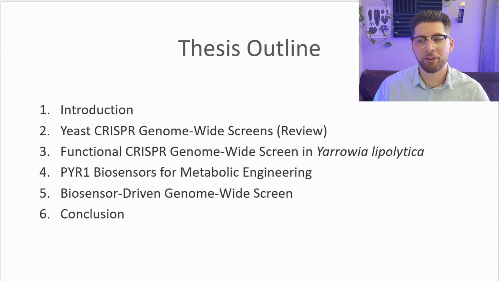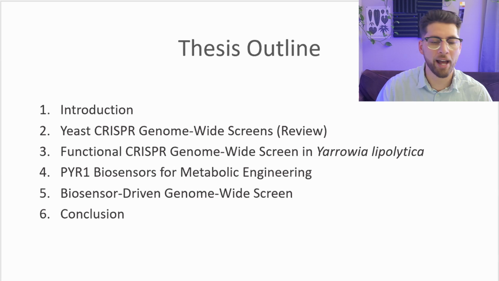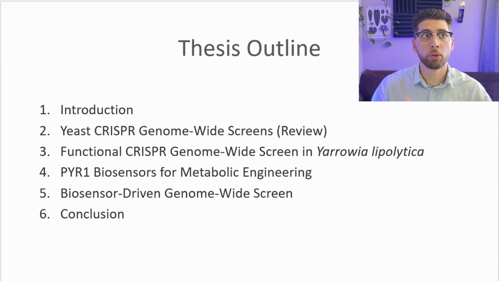I don't know how quickly that will be open to the public, but the outline of my thesis is, of course, an introduction and a conclusion chapter. Typically, theses have about 5 or 6 chapters. My first real chapter is a review on functional genomic screens, focusing specifically on CRISPR screens and yeast. My second chapter is a previously published work that's a functional genomic screen in the yeast Yarrowia lipolytica.